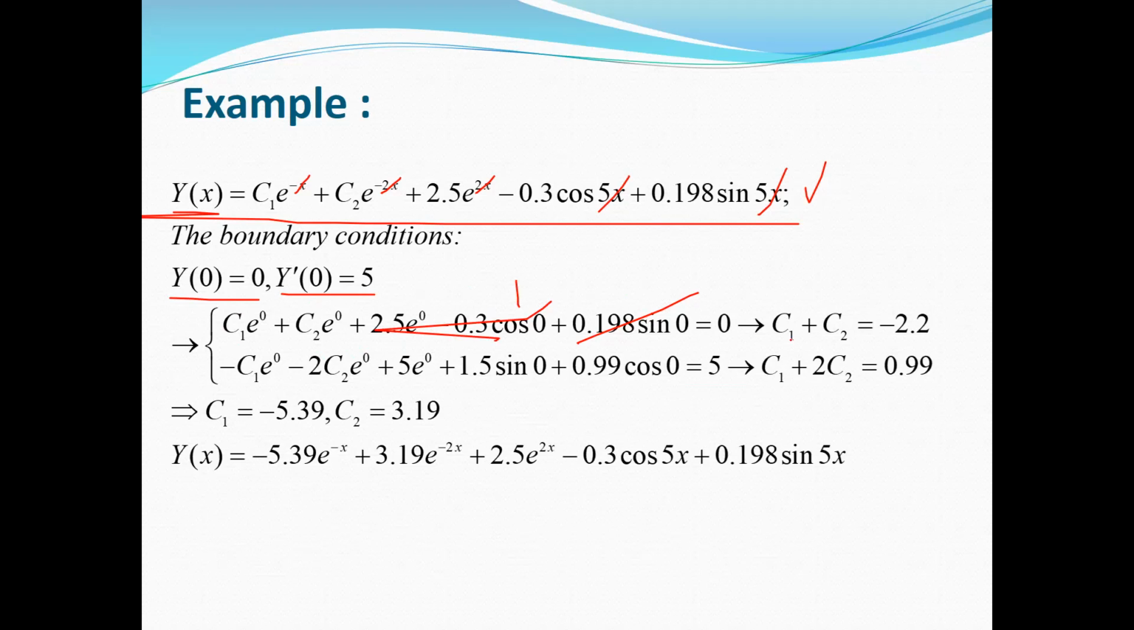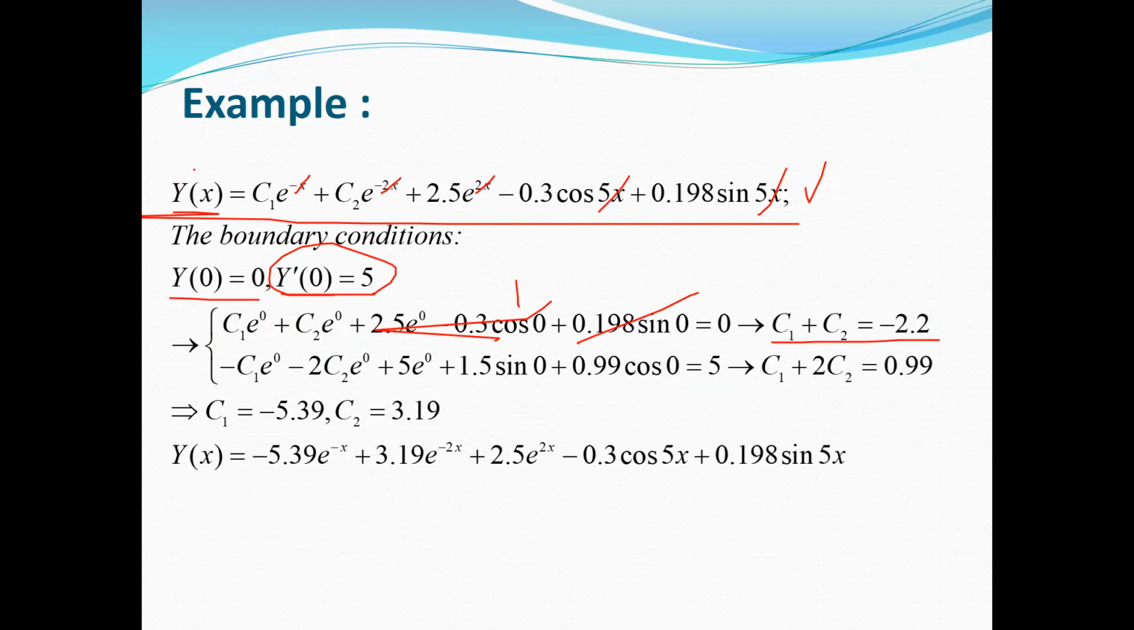And now we can simplify. So we will have c1, and you know that exponential of 0 is equal to 1 as well. So we will have c1 plus c2 plus 2.5 minus 0.3 is equal to 0. If you simplify this, we will have c1 plus c2 is equal to minus 2.2. The second boundary condition is here, this term.